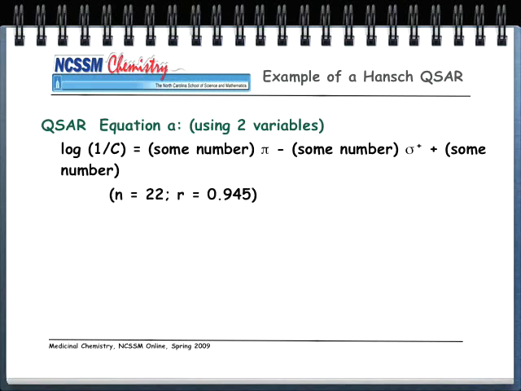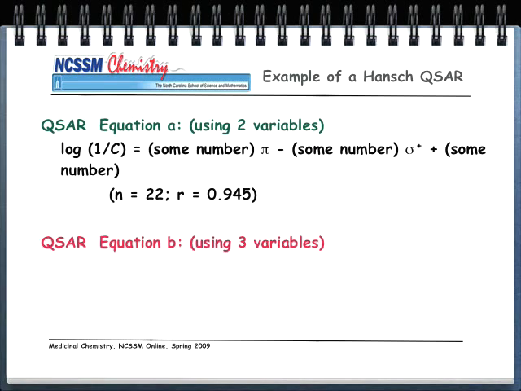The number of samples I have is 22, and when I did this, I got a correlation of about 0.95, 0.945. That's a pretty good correlation. 0.9 or better is considered satisfactory for medicinal chemistry.